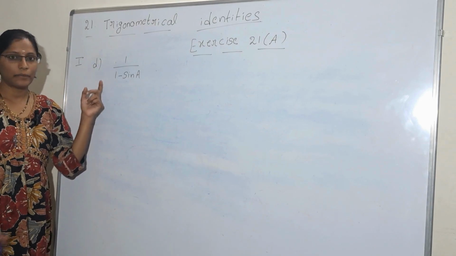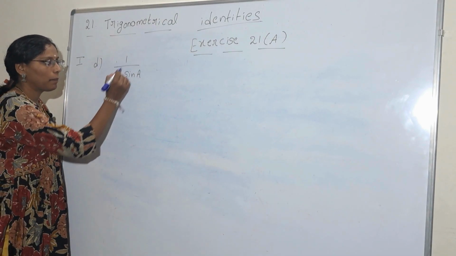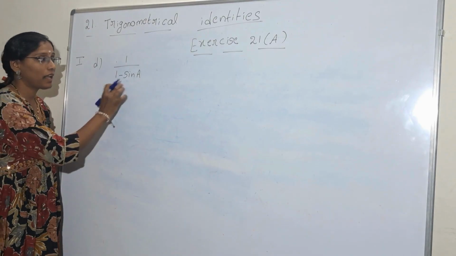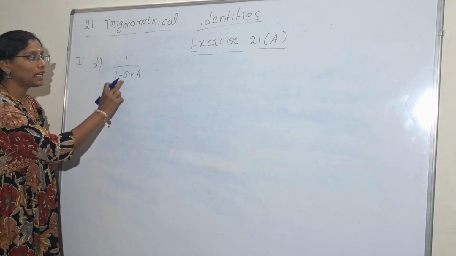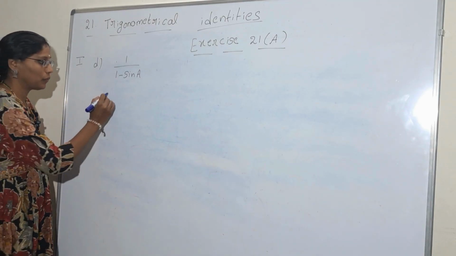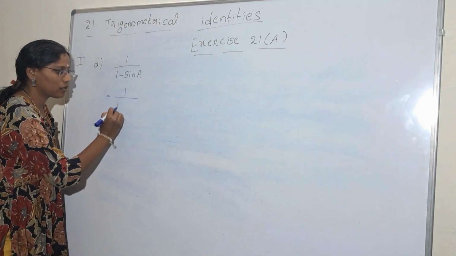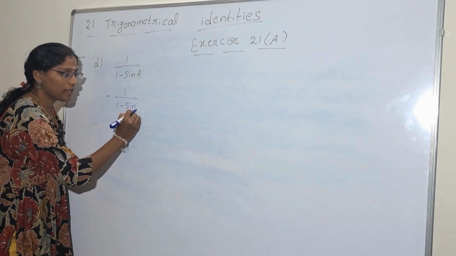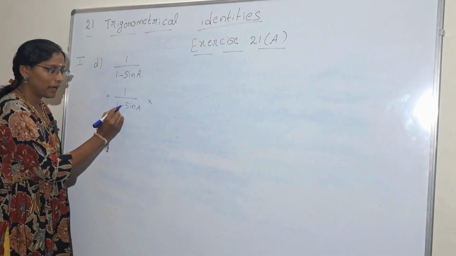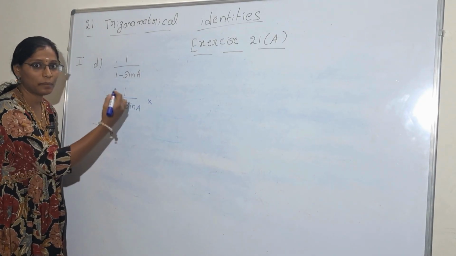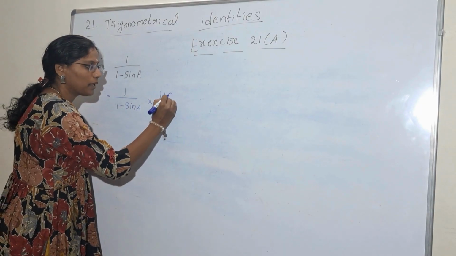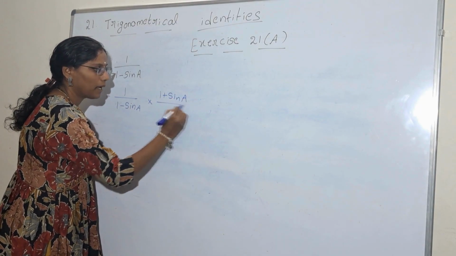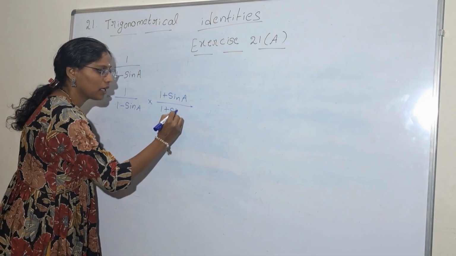Next problem D. 1 minus 1 by 1 minus sin A. This value we have to find out. Here denominator rationalizing we have to do. How to do denominator rationalizing? 1 minus sin A into, here minus means plus, we have to multiply and divide 1 plus sin A by 1 plus sin A.